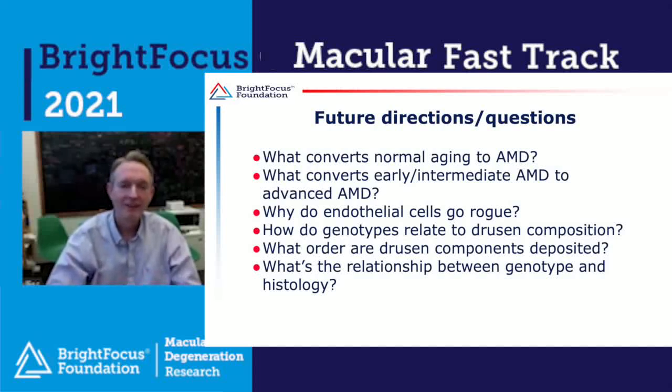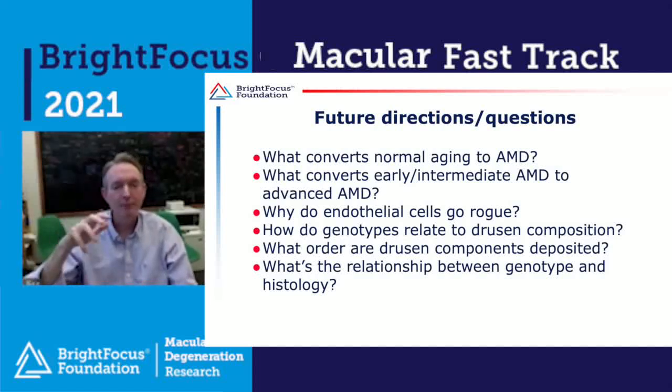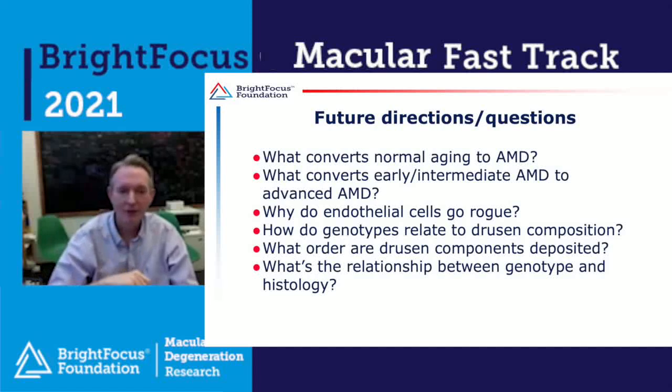Why do endothelial cells go rogue in neovascular AMD? Is it just VEGF signaling, or are there other factors? Is it enough to just break Bruch's membrane, or do the endothelial cells also have to be activated some way?